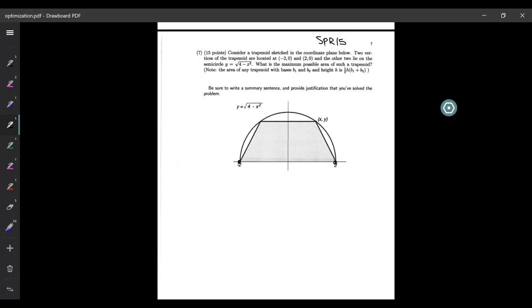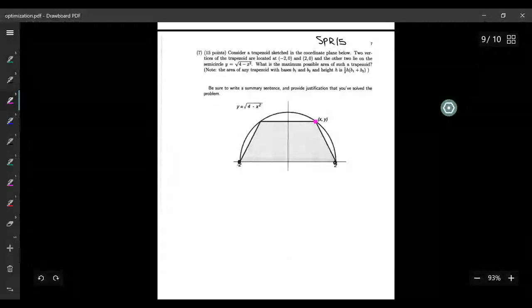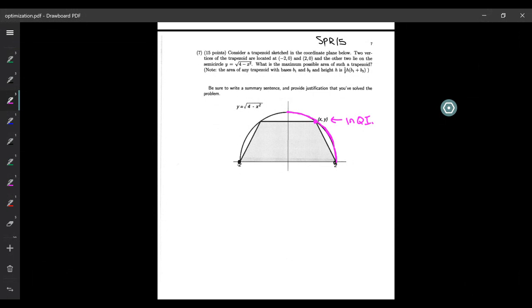All right, so what's happening here is that we are moving this point around. So we expect this point in the first quadrant, so anywhere on this region, I'm going to create some sort of triangle or trapezoid. So I'm going to go ahead and talk about a constraint here.